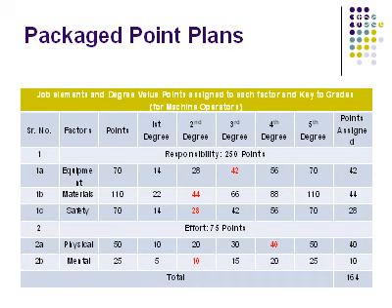In this example, responsibility is assigned 250 points. Effort is assigned 75 points. Responsibility for equipment is assigned 70 points. Responsibility for materials is assigned 110 points. Responsibility for safety is assigned 70 points. Physical effort is assigned 50 points. Mental effort is assigned 25 points.